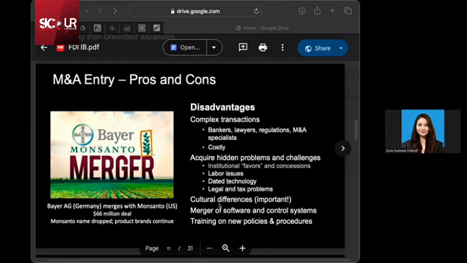So historically, for international mergers and acquisitions, they work out well, but many of them are also trouble, and it will end in failure. Okay, so here is Bayer, Germany, merging with Monsanto, US, a 66 million deal. Monsanto name dropped, product brands continue.